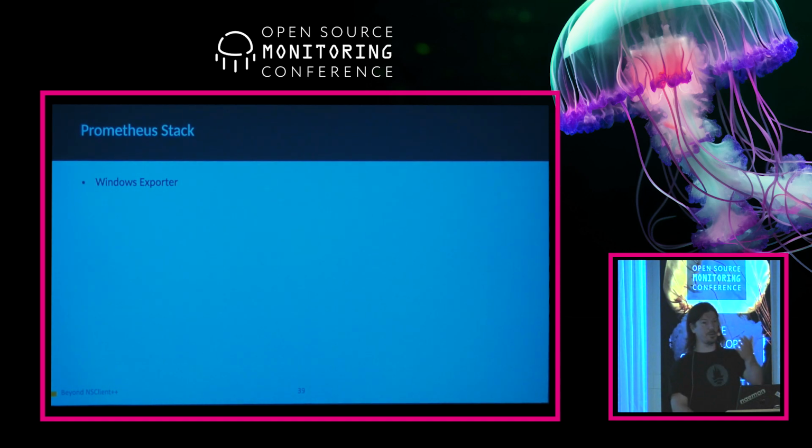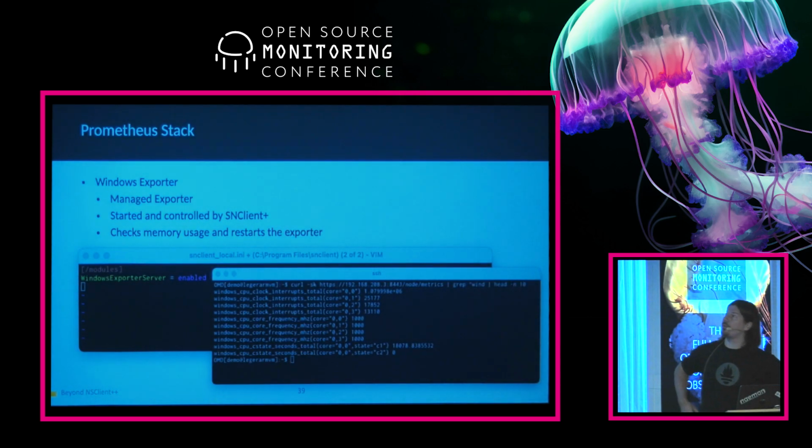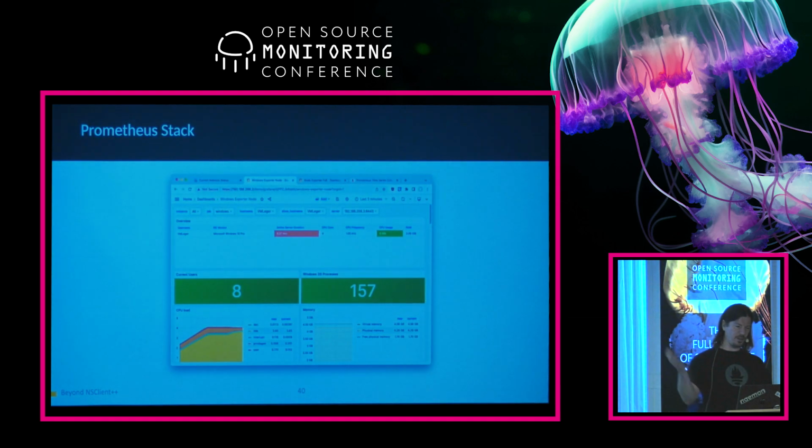The SNClient comes with the Windows exporter for Prometheus included, and it's implemented as a managed exporter. So, like I said, it's started by SNClient. We had a couple of memory issues with the Windows exporter in the past, so that's why the SNClient controls the memory usage and can restart this one. It's started as a separate process. It again has to be enabled in the module section, and you can then just request the Windows exporter metrics with Prometheus. And that's how a usual standard Windows exporter dashboard looks in Grafana then.